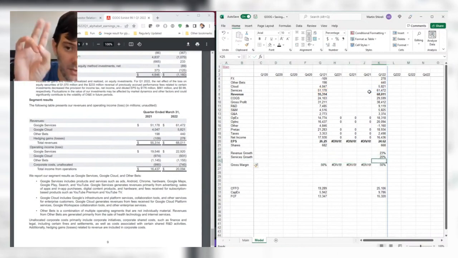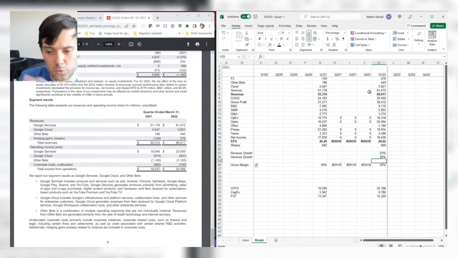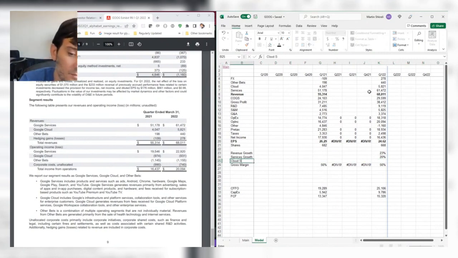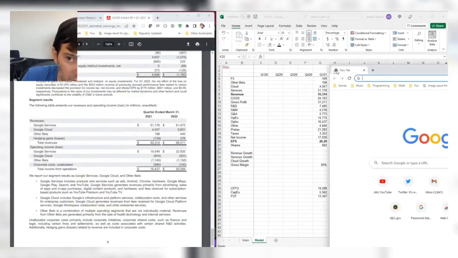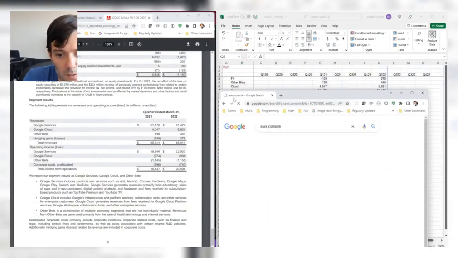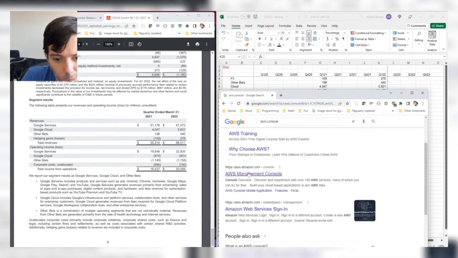So again, for them, services means YouTube and search and all the stuff like Google Maps and all that kind of stuff. Cloud, everybody's heard of cloud. This is similar to Amazon Web Services. So I'll show you my cloud, AWS cloud.